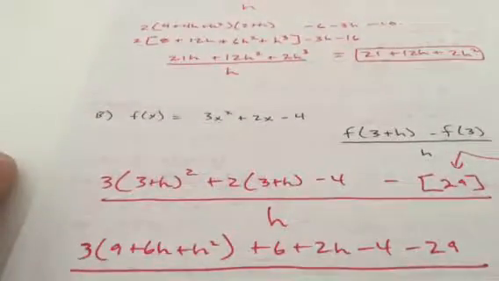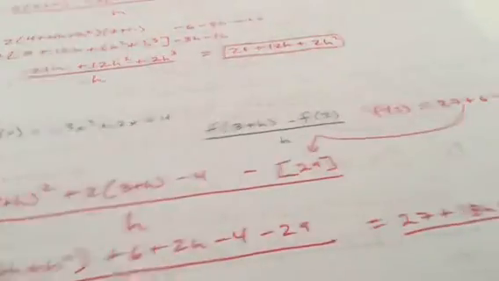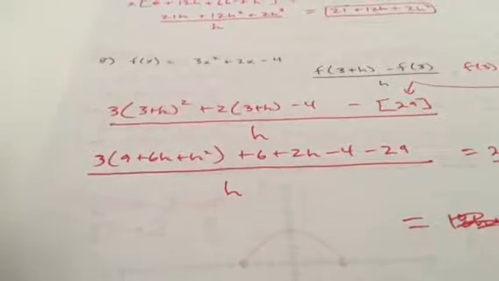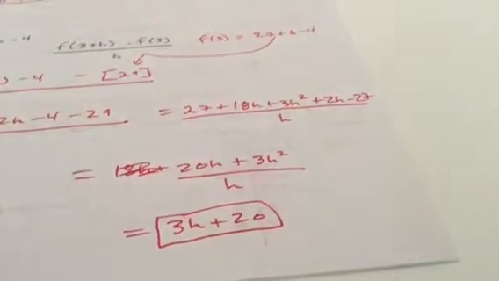For the squared one here, we're evaluating this, so do f of 3. F of 3 is 29. There, I believe, is all the work. Again, it is over h. Some simple algebra there, clean it up. You have 3h plus 20 as your final answer.